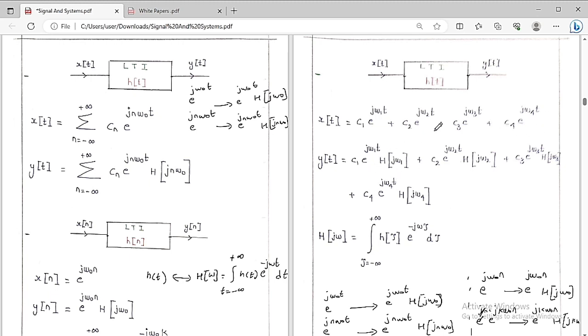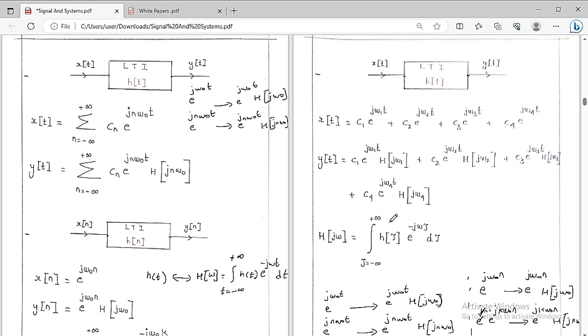Then what is the output? The output is going to satisfy the linear time invariant properties, linearity and time invariance. Linearity means, as I have already told you, for c1 times the input e to the power of j omega 1 t, what is the output? e to the power of j omega 1 t into H of j omega 1, or you can also write H of omega 1, plus c2 into e to the power of j omega 2 t into H of j omega 2, or H of omega 2, plus c3 into e to the power of j omega 3 t into H of j omega 3, or H of omega 3 also.